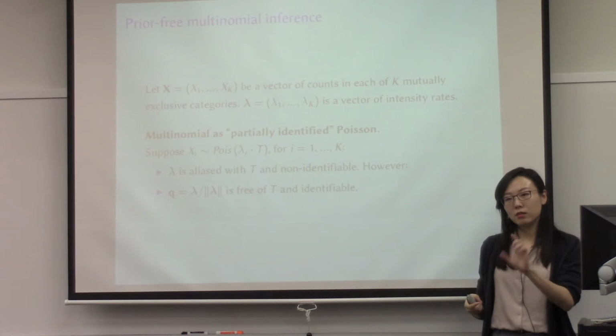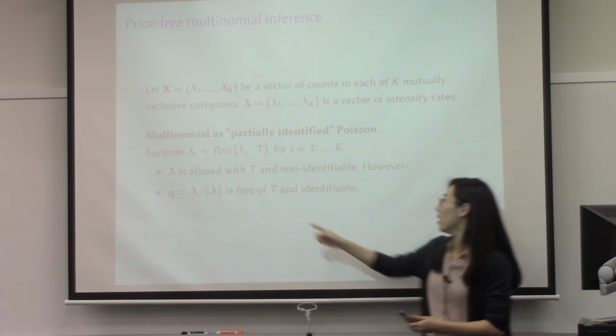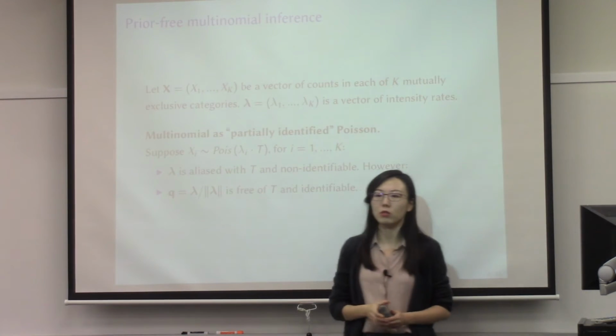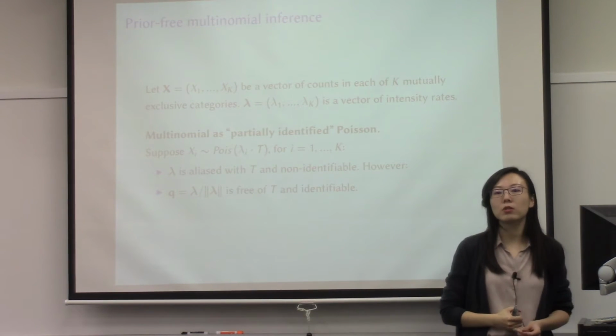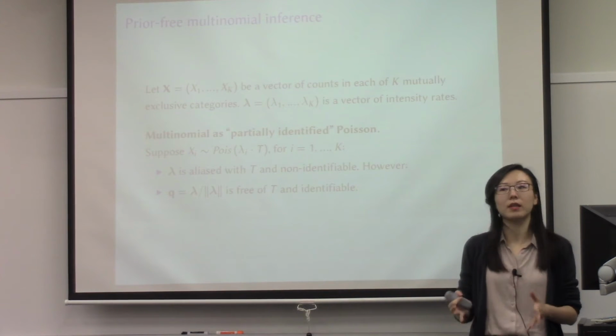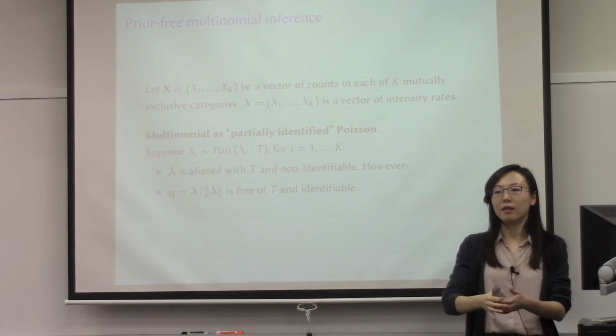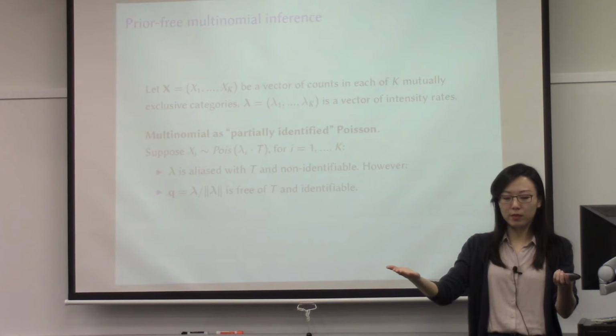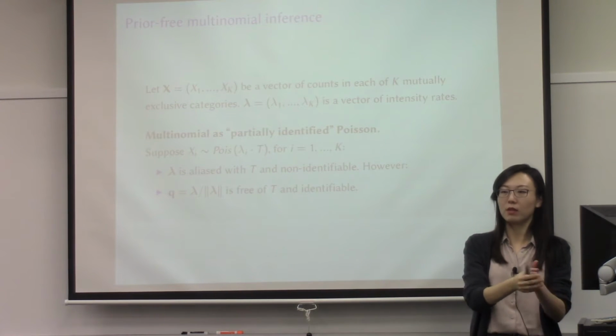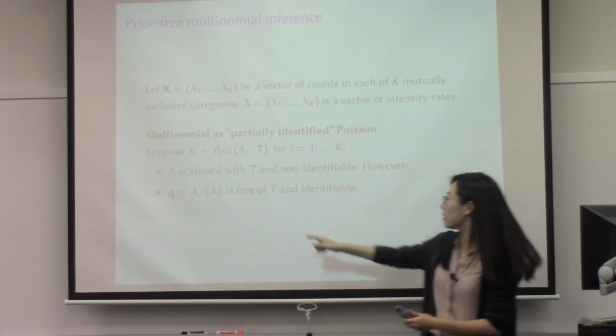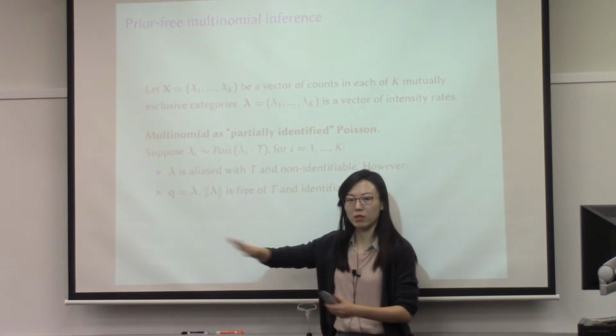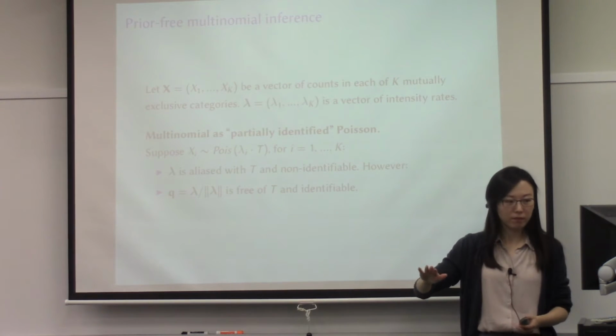But a margin of these lambdas could be identified, which is the normalized version. If I take out the entire norm of the lambda vector, then I can again make inference about the relative frequency of the lambdas, because the t also goes onto the denominator. I essentially took it out by normalizing.